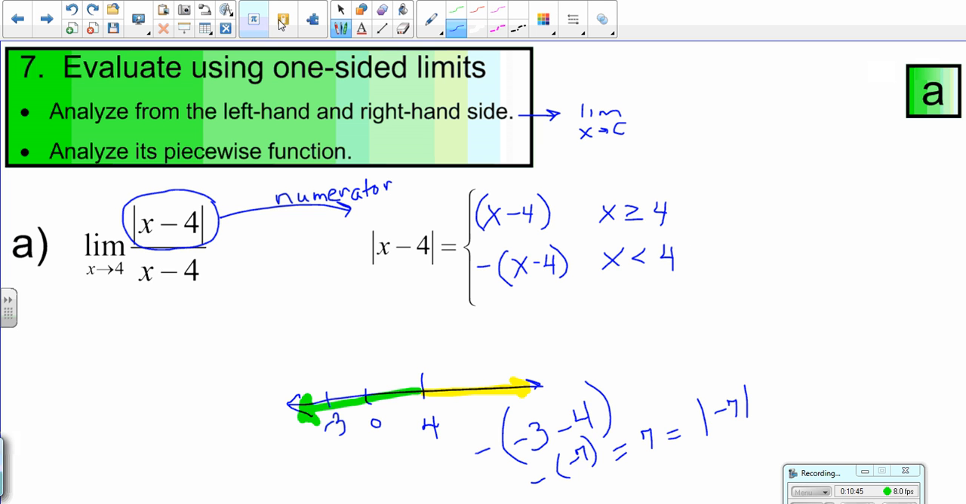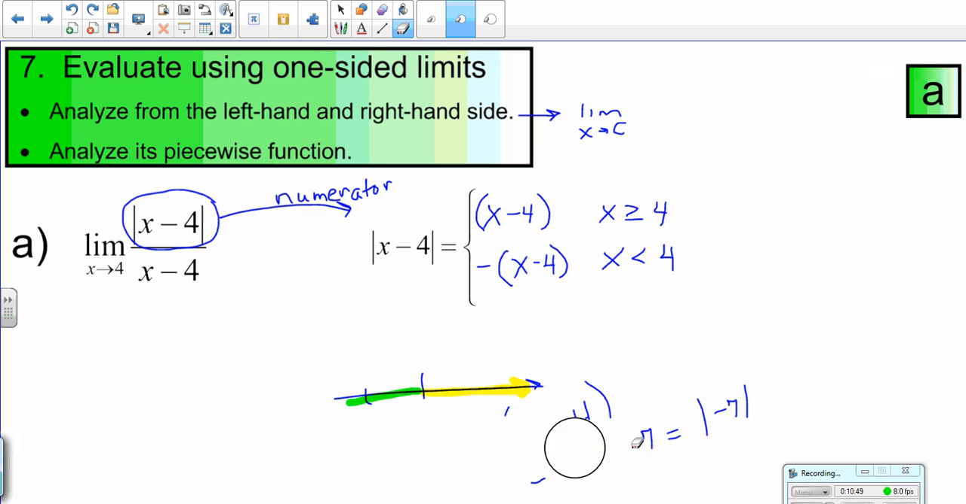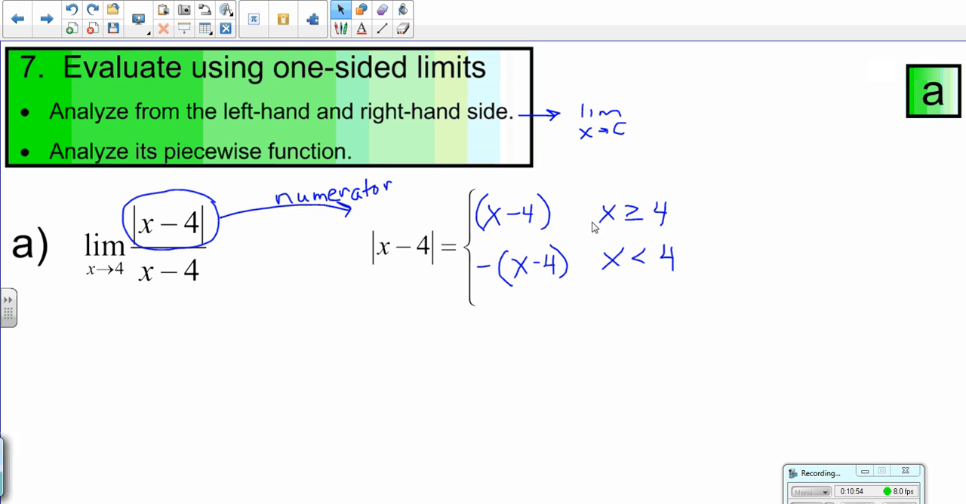So I've just been able to piecewise out this absolute value function by thinking about when it is always positive and when it is going to be negative, for what values of x. And we've got that defined, so we've just written this piecewise function. How does that help me? Well, now I'm going to look at the limit from a right-hand perspective and a left-hand perspective. And then I can determine if indeed a limit exists overall.